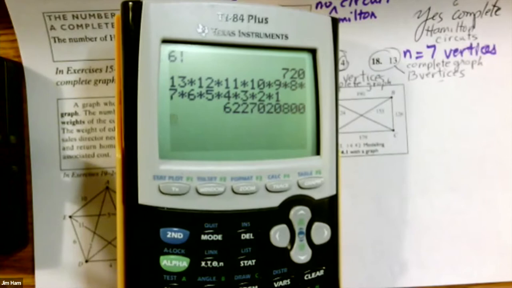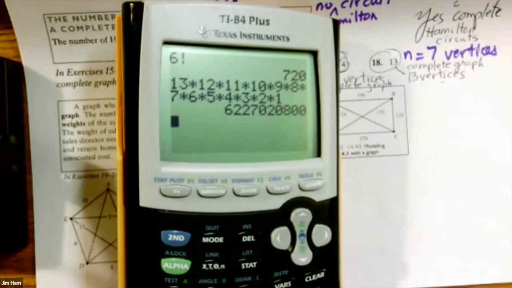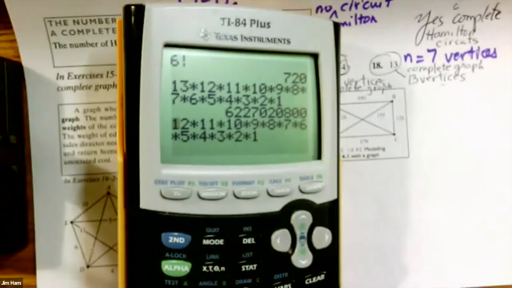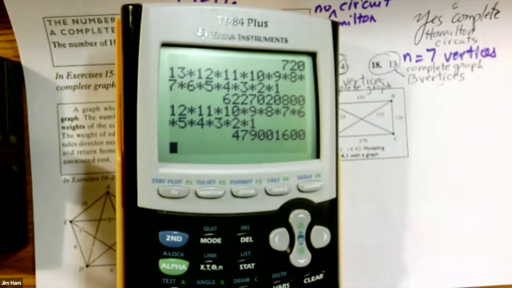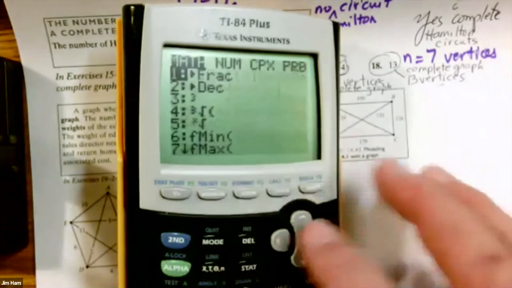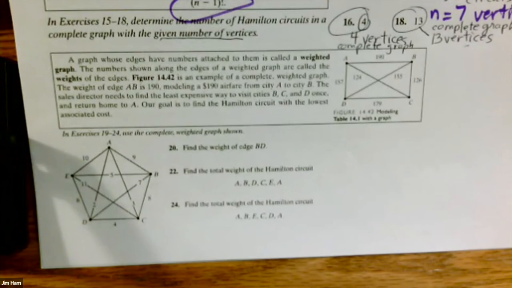What did I type in wrong? Oops. It's 13 minus 1 factorial, so it's 12 factorial. So 12 times 11 times 10 times 9 times 8. Yes, and that's the number that you were all giving me. Or when I type in 12 and then go to the math menu and select the factorial button, you get the same number. Now we're going to get into something called a weighted graph.